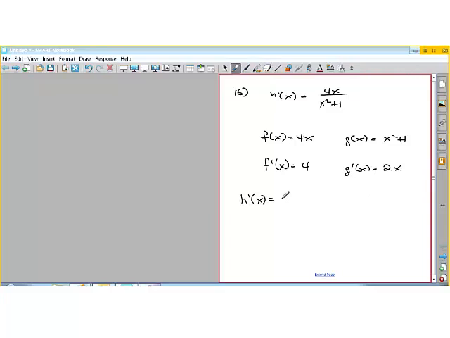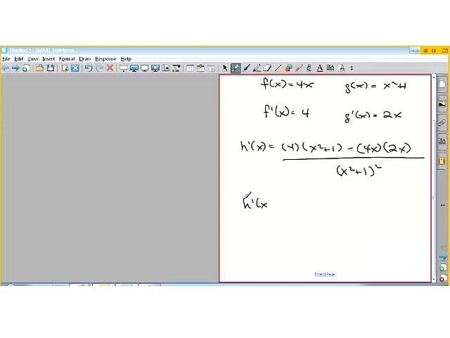So we take the derivative. So it's 4 times x squared plus 1 minus 4x times 2x, all divided by x squared plus 1 squared.